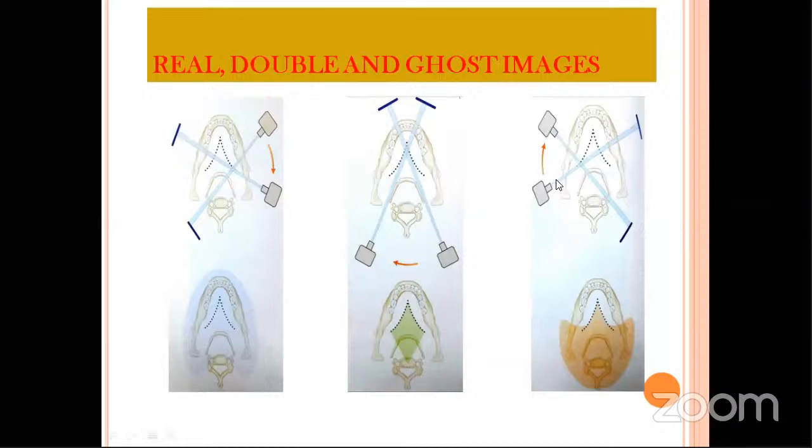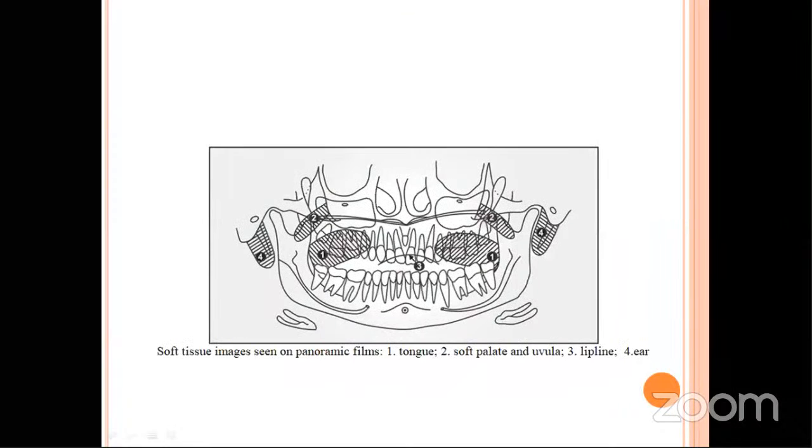Okay, so the ghost images most commonly seen are the hyoid bone or the spine. Apart from that, if the patient is wearing any jewels, that also appears in the OPG as ghost images. So these are all the soft tissue structures which are seen. That is the tongue, the soft palate, and the uvula, the lip line, and the ear, a part of the ear.